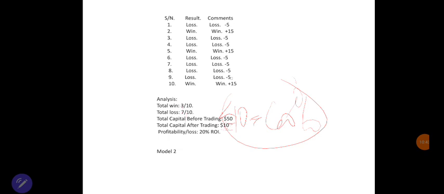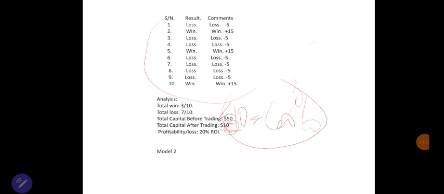So 1, 2, 3, 4, 5, 6. Yes. So minus 35 plus 45. That is plus 10. So in this season of trading, which can be a day, a week, or a month, the person made $10.